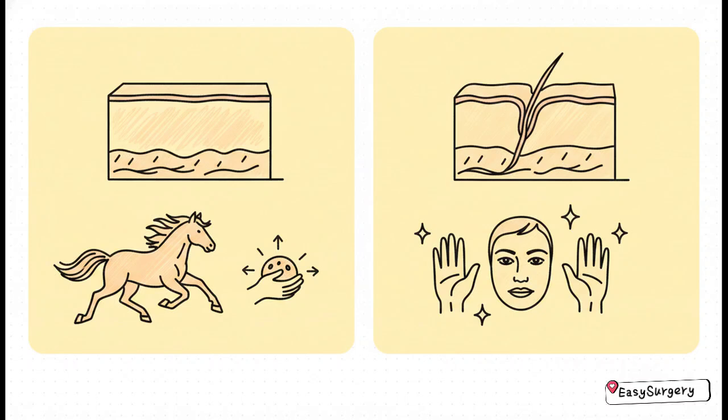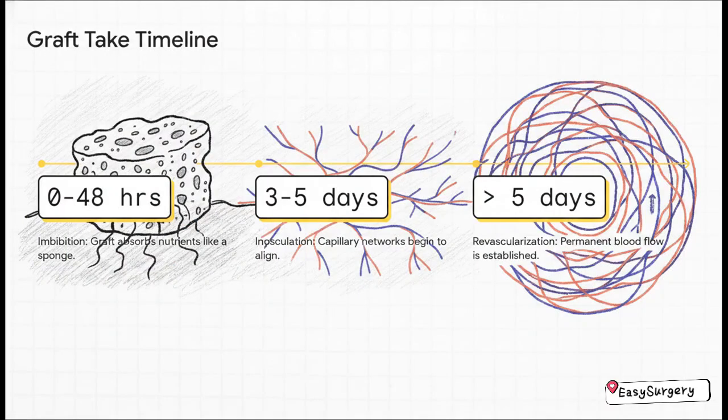Think the face, the hands, and the eyelids. The timeline of how a graft actually takes is honestly an incredible biological process. For the first 48 hours, the graft survives by something called imbibition. It's essentially acting like a giant sponge, soaking up nutrients directly from the wound bed. Around days 3 to 5, we enter inosculation, which is where the capillary networks actually begin to align and hook up. Finally, after day 5, true revascularization happens, and you get permanent blood flow.